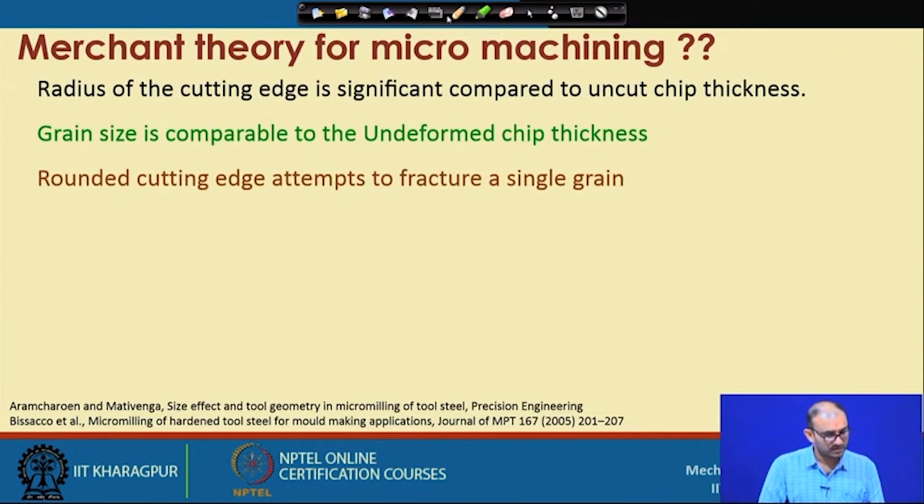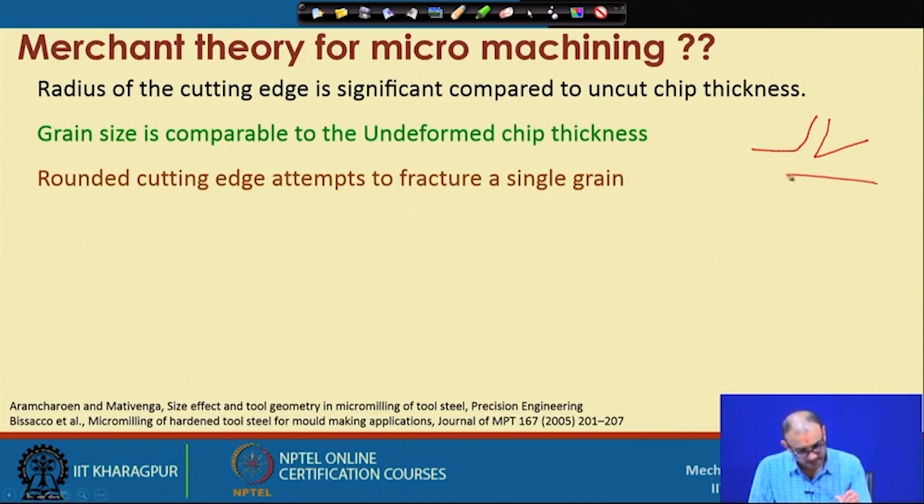So, now let us see one by one. Radius of the cutting edge significant compared to uncut chip thickness. Now, if you see conventional machining, we consider something like this, and this is our chip. This is the chip which is coming out, this is the tool, this is the workpiece, and this is the shear deformation zone.